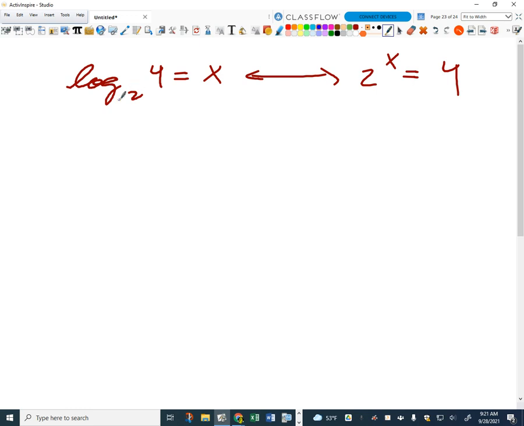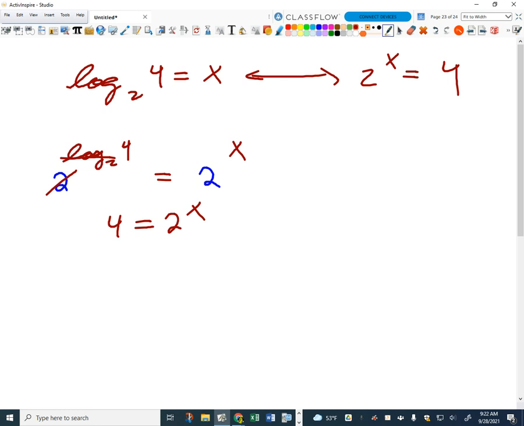So now the base is 2. If I do a base 2 exponential of both sides, so 2 to the base 2 log of 4 is equal to 2 to the x, then the exponential and the log cancel. So I get 4 equals 2 to the x. Well, we can solve that. 2 to what power is 4? See what I'm saying? Okay.